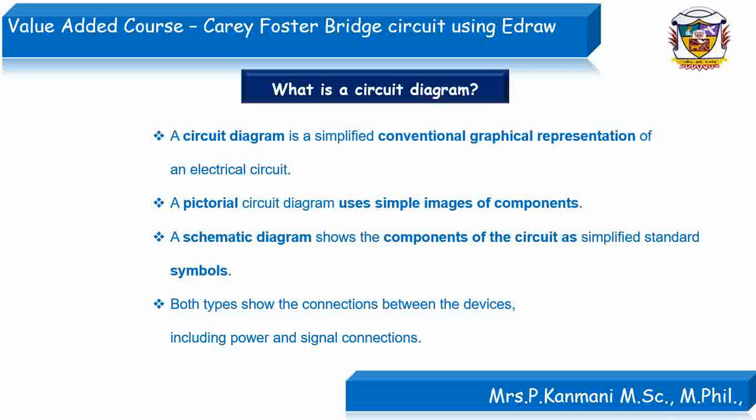What is a circuit diagram? A circuit diagram is a simplified conventional graphical representation of an electrical circuit. A pictorial circuit diagram uses simple images of components, whereas a schematic diagram shows the components of the circuit as simplified standard symbols. As physics students, we all know each component, that is a diode, a battery, each has its own symbol. But both these pictorial and schematic diagrams show the connections between the devices, including power and signal connections.